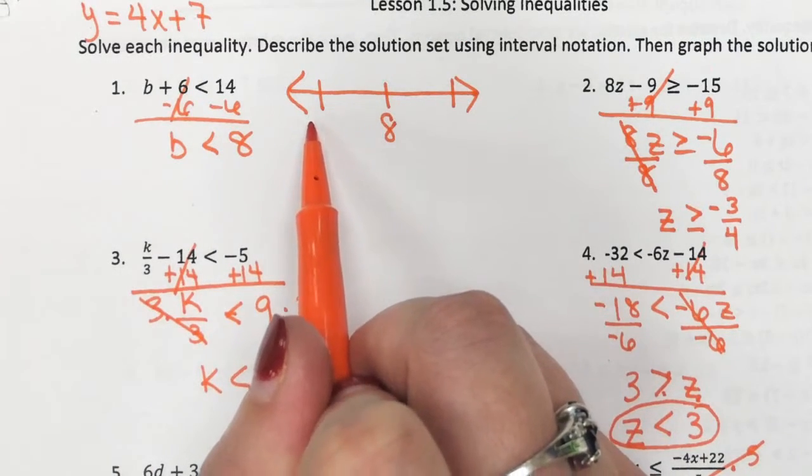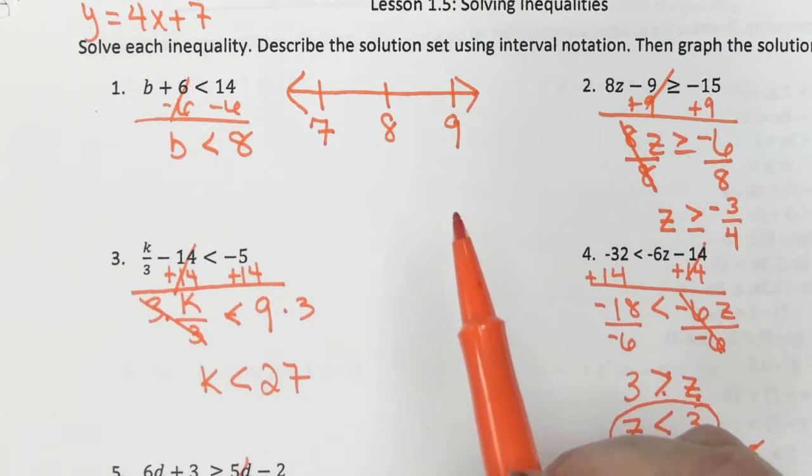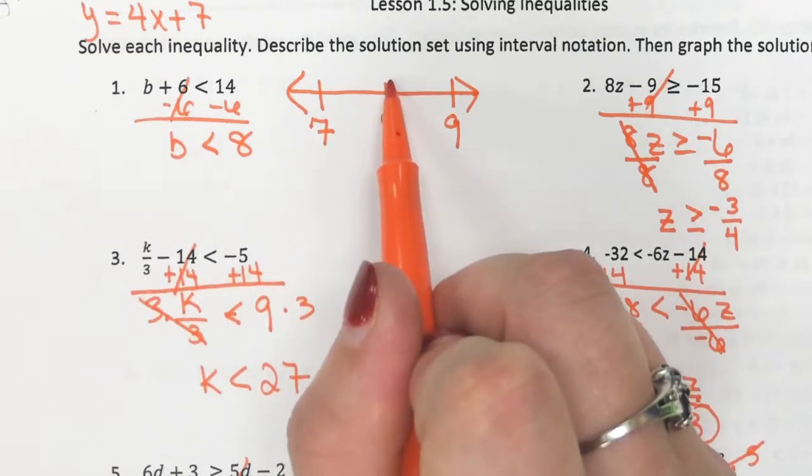Okay, so what goes on this side? Shh, we got stuff to do. Come on. 7. This one. Open dot or closed dot? Open. Here we go. You ready?